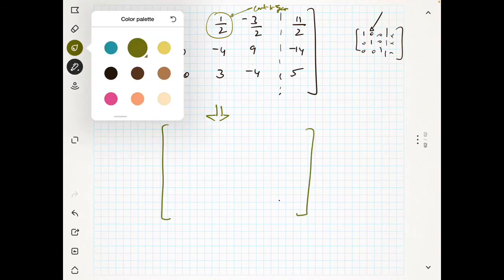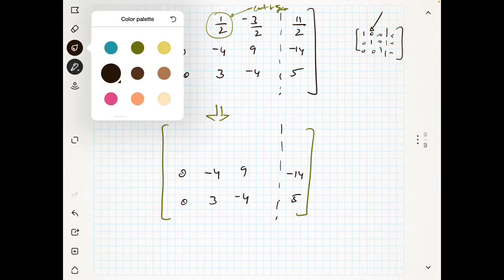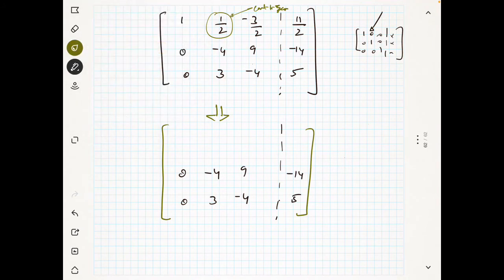there is no change for row 2 and row 3. So I will write it as such. So 0, minus 4, 9, minus 14, 0, 3, minus 4 and 5. But I will change my row 1. At first I will change my row 1.